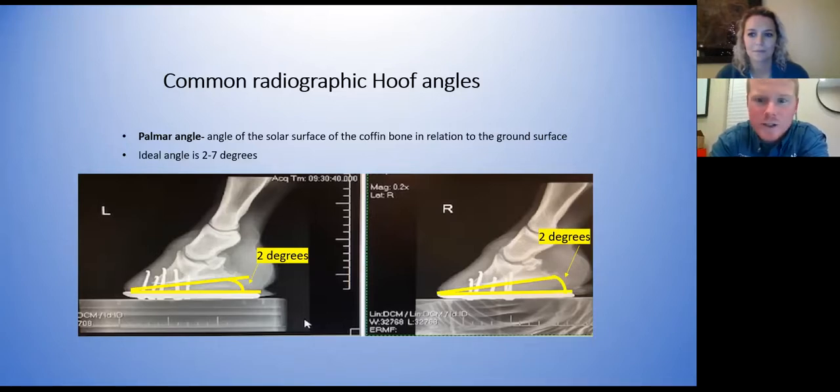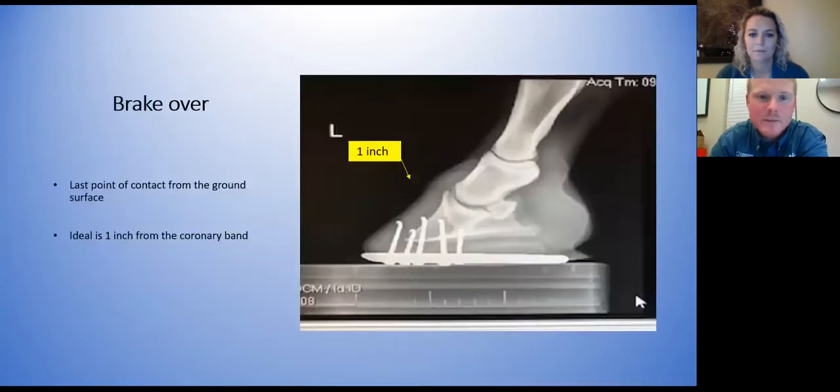And so this horse was well balanced in terms of its hoof care. And so you can see, with these x-rays, this is a proper degree of palmar angle that you would like to see in a horse's hoof. And so the palmar angle is one of those radiographic angles that you want to see and want to inspect on any well-balanced hoof.